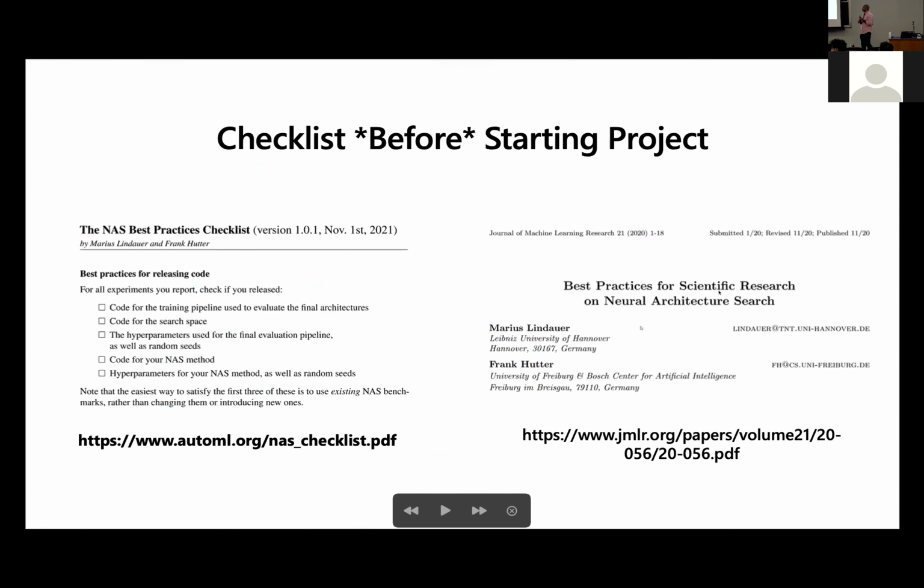Before you start your project, I beg you to just read the NAS best practices checklist. Just read it. What I strongly recommend is to read the journal paper. You would be surprised when you read through this. It will inform your projects and your experiments and even your ideas, like, where does this stand?